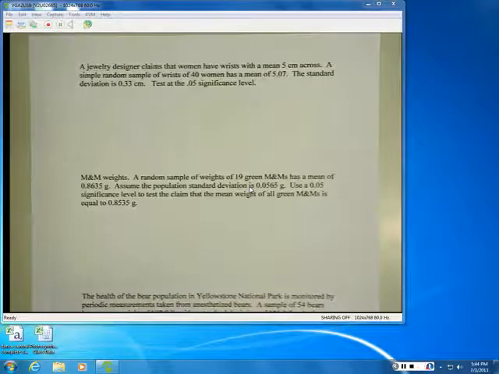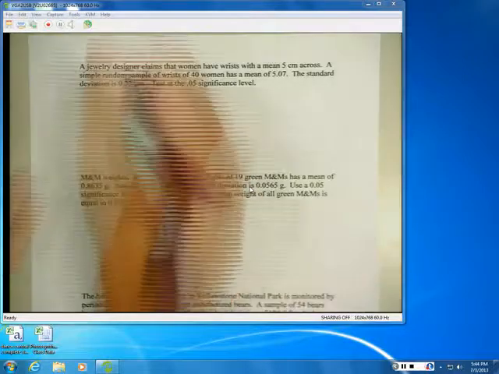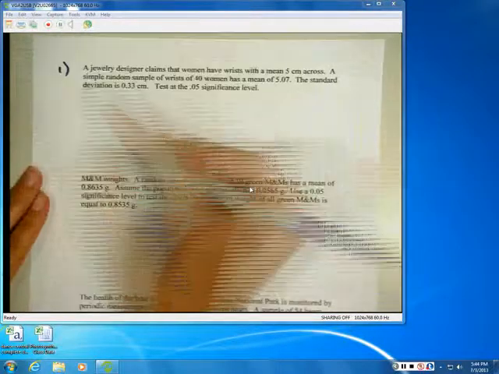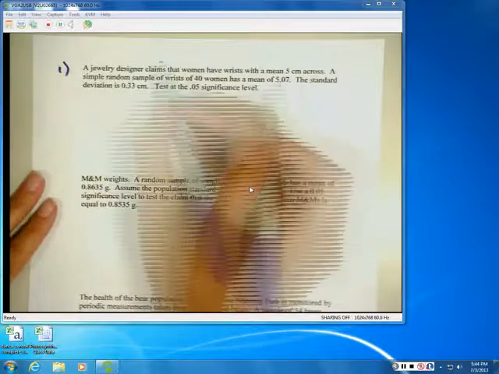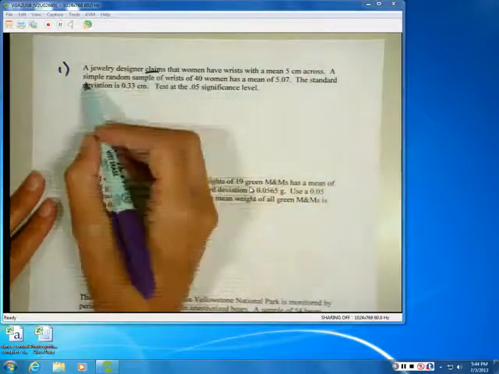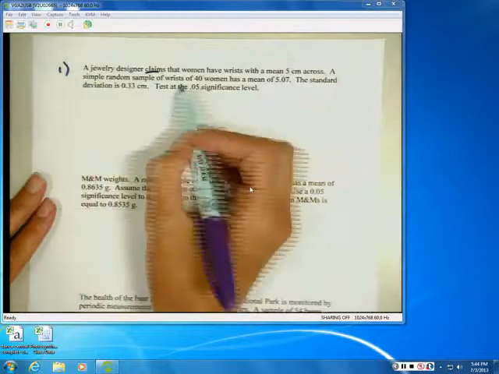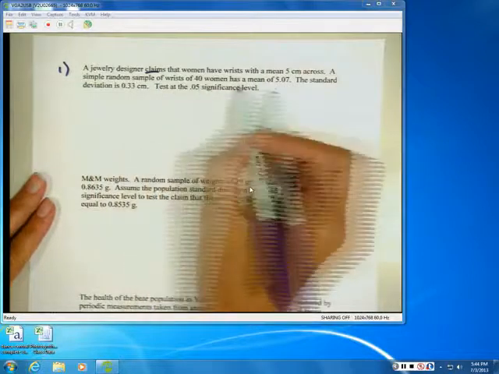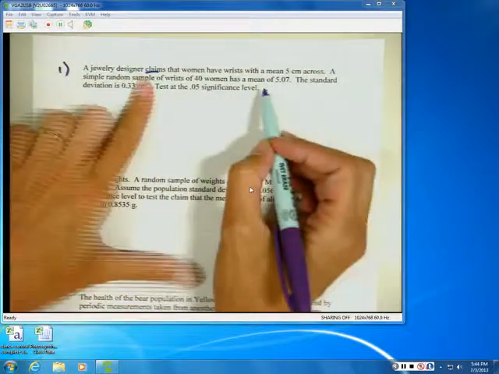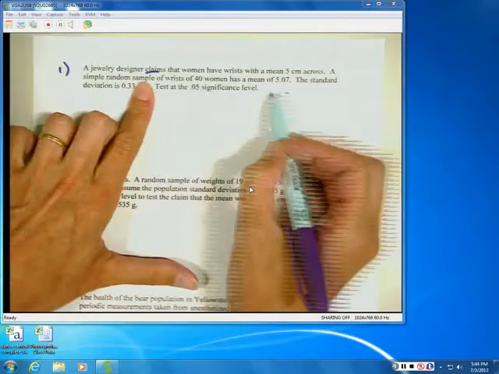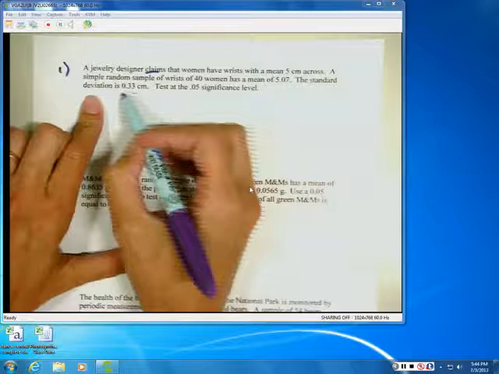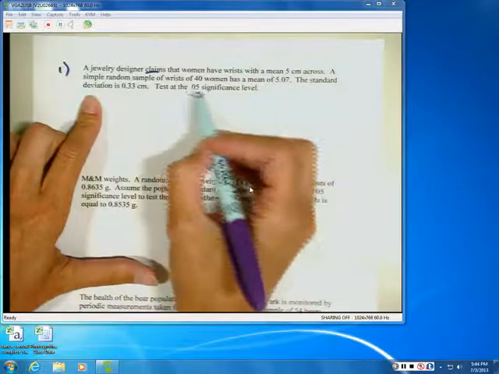Okay, so let's take a look at this first one. We're just going to state the hypotheses. A jewelry designer claims that women have wrists with a mean of 5 centimeters across. Gosh, that's a claim there. A simple random sample of wrists of 40 women has a mean of 5.07. So I have a sample size and a sample mean. The standard deviation is 0.33. Test at the 0.05 significance level.